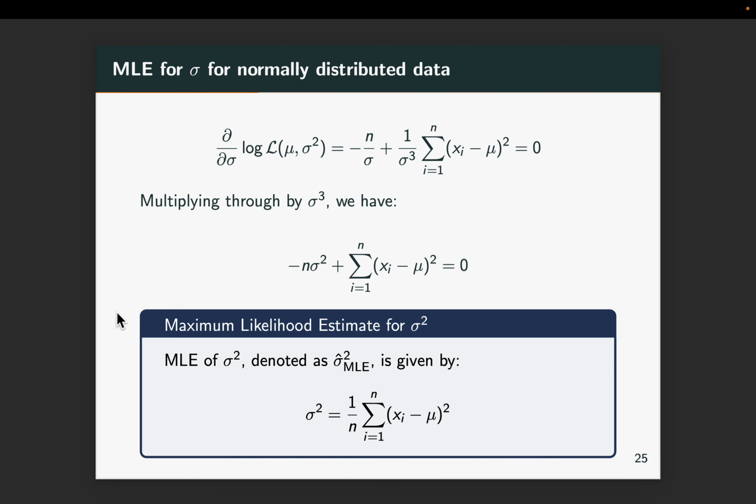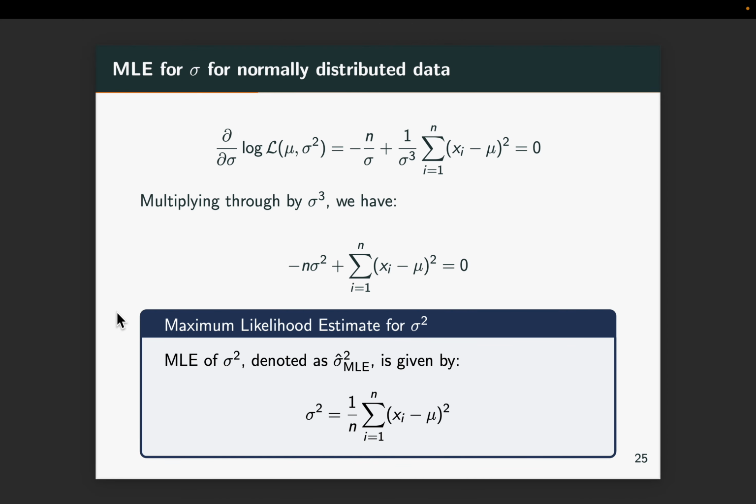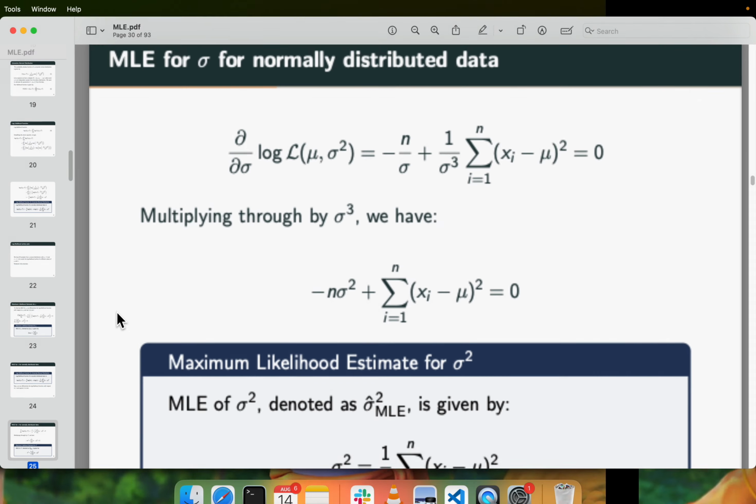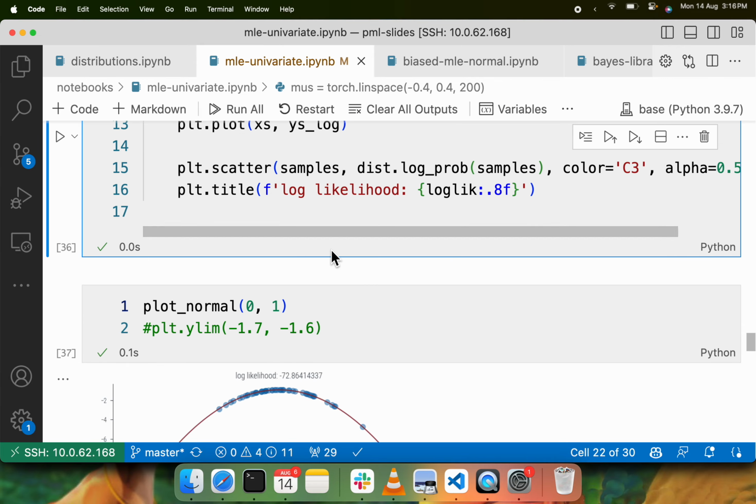Does everyone follow this? If you just work it out, you should be able to solve this. Otherwise, the slides are for your reference. Let's try and understand why this particular estimate is not a very good estimate, or what correction is needed to this. So if you notice, I had written some code.